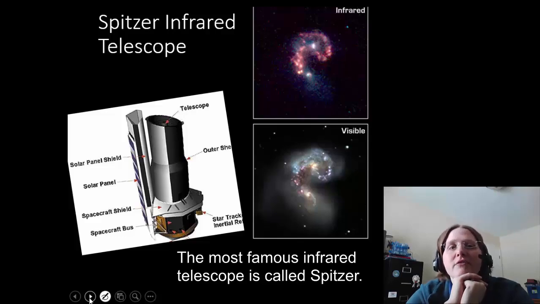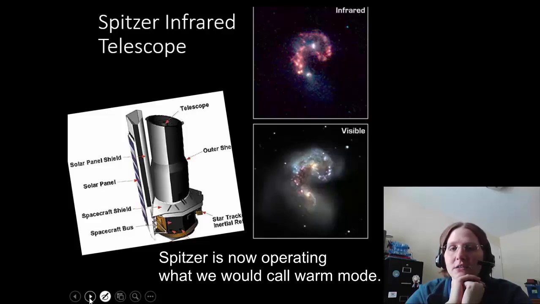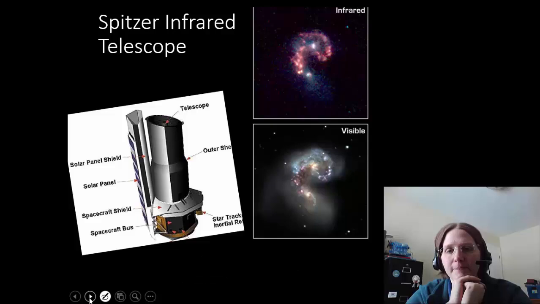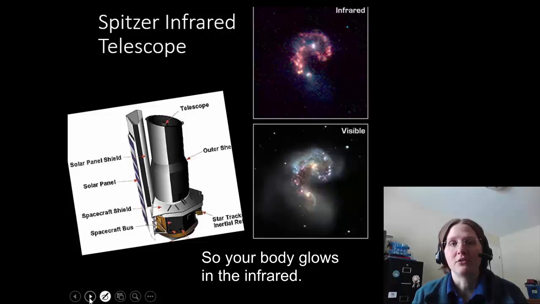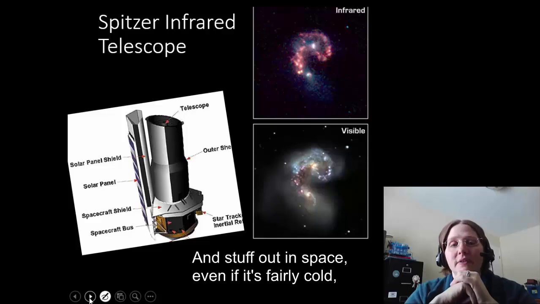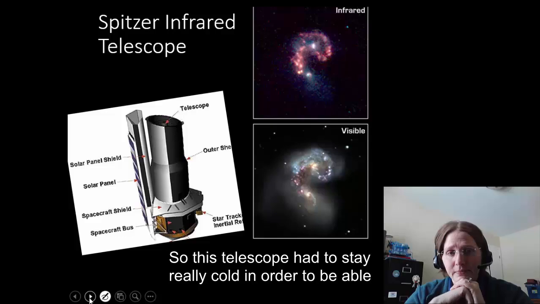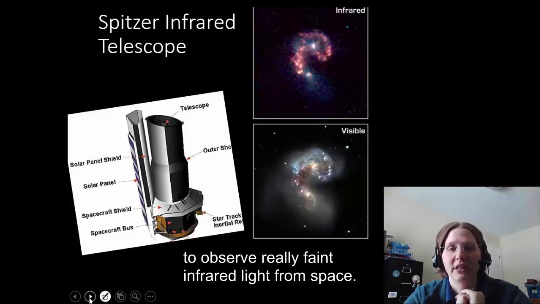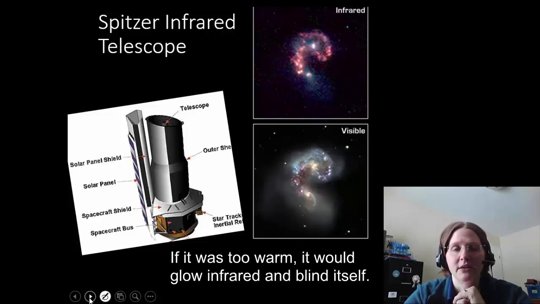The most famous infrared telescope is called Spitzer. Spitzer is now operating in what we would call warm mode. Remember, infrared is given off by objects that are warm. So your body glows in the infrared, the table glows in the infrared. And stuff out in space, even if it's fairly cold, can give off a little bit of infrared. And so this telescope had to stay really cold in order to be able to observe really faint infrared light from space. Now, if it was too warm, it would glow infrared and blind itself.